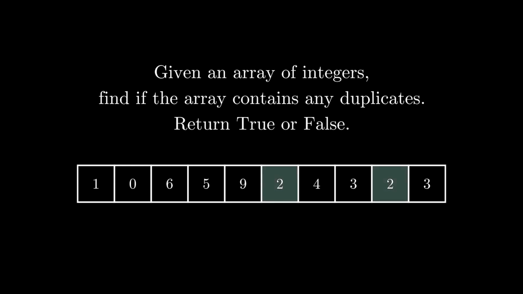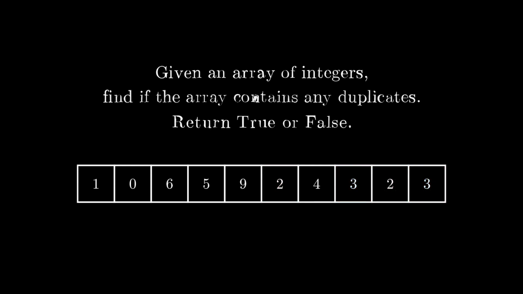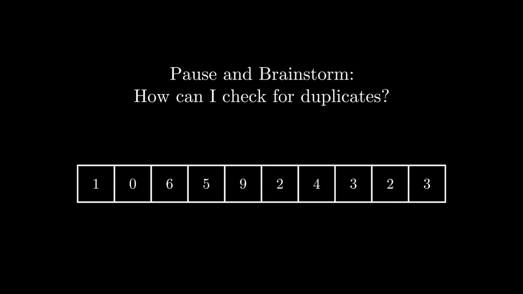Well, we have the duplicate 2's and also the duplicate 3's. Since there is at least one duplicate, we will return true. So how do we code a function that takes in an array of integers and returns true if there are any duplicates in this array? Go ahead and pause the video to think about it.